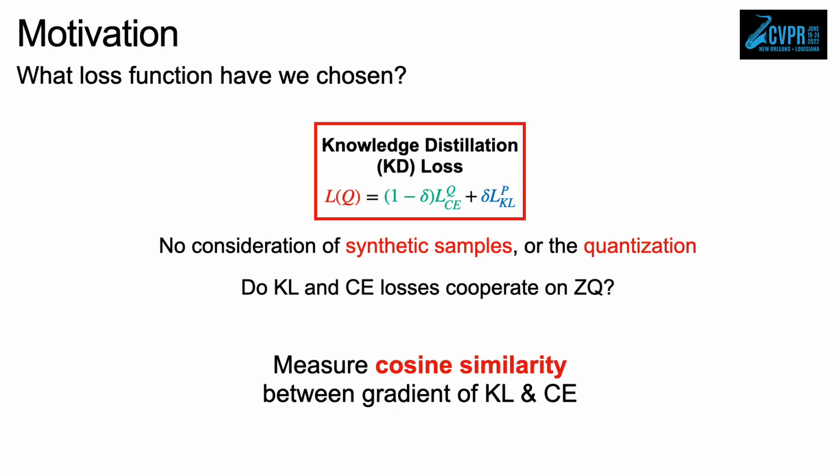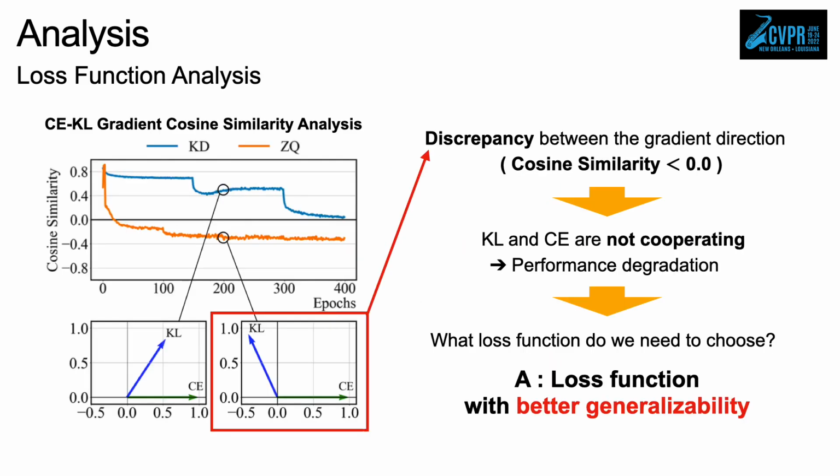To find the answer, we decided to measure the cosine similarity between gradients of KL and CE. And the answer was no. Contrary to ordinary knowledge distillation, the gradient directions formed an obtuse angle. That means KL and CE are not cooperating with each other and may cause performance degradation.